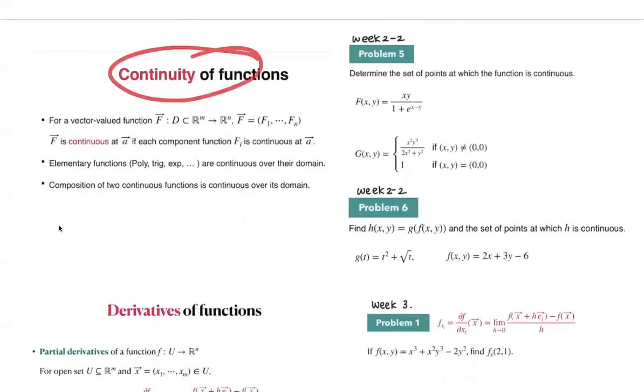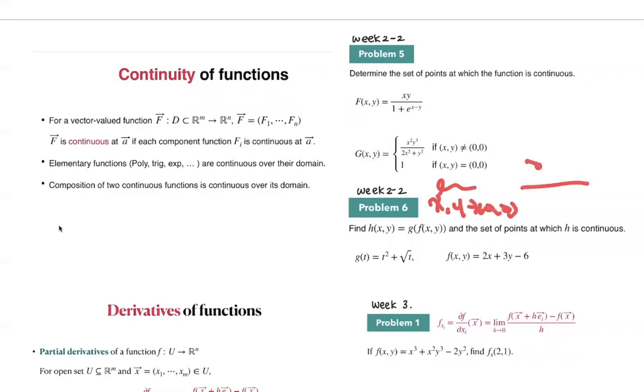And we talked about the continuity of the function. And if the function is given by like this, then to be continuous, the limit as x, y goes to 0, 0 of x squared y cubed over 2x squared plus y squared must be 1. Okay. And as you can see, elementary functions are continuous over their domains.